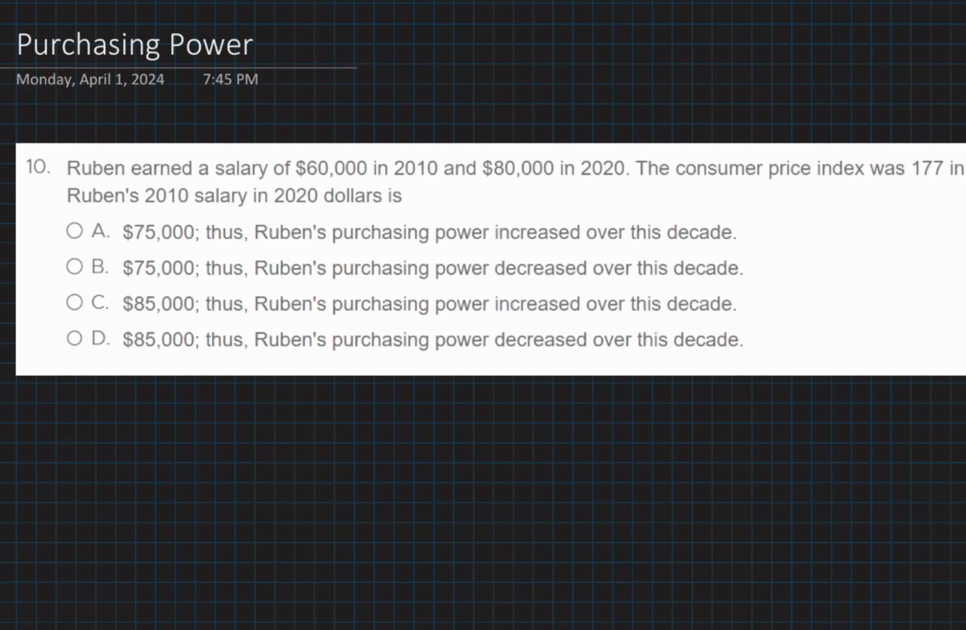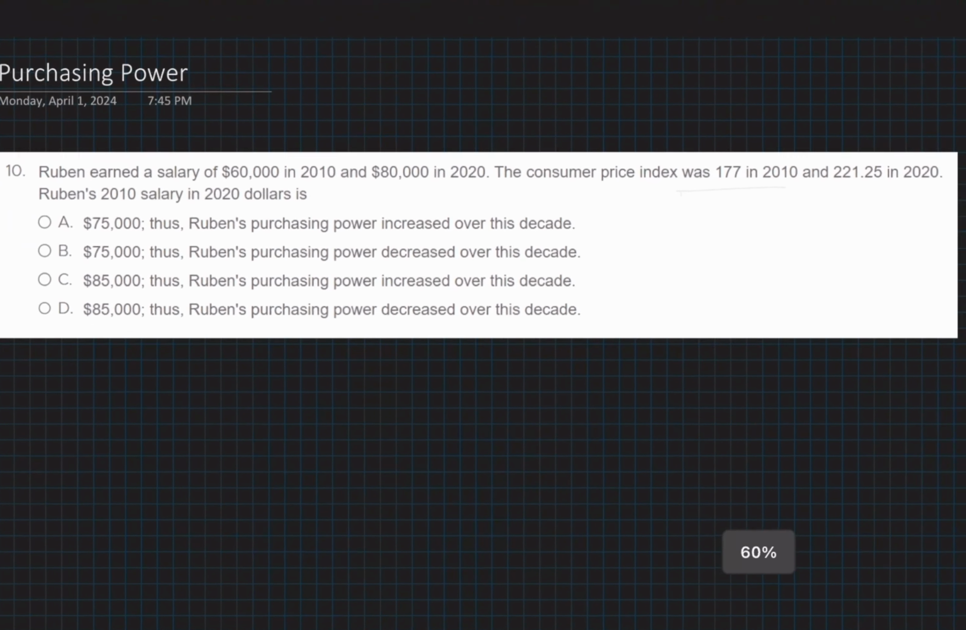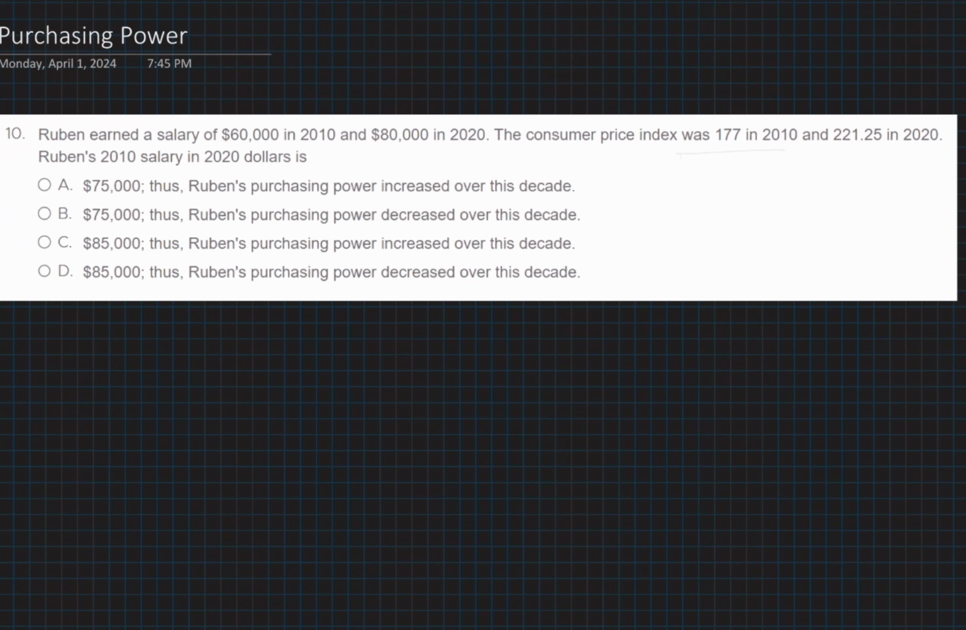So we have CPI in this case. Let me make sure you can see this. Ruben earns a salary of $60,000 in 2010 and $80,000 in 2020. CPI was 177 in 2010, 221.25 in 2020. Ruben's 2010 salary in 2020 dollars is blank.